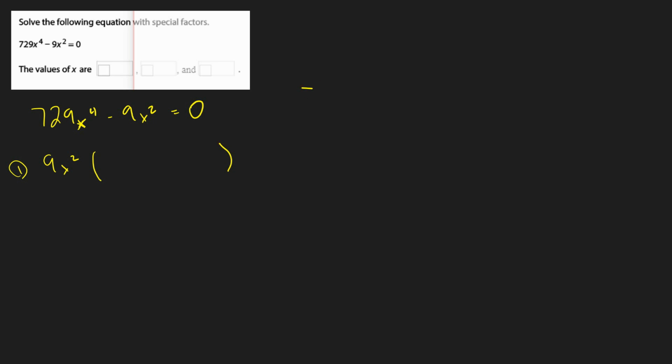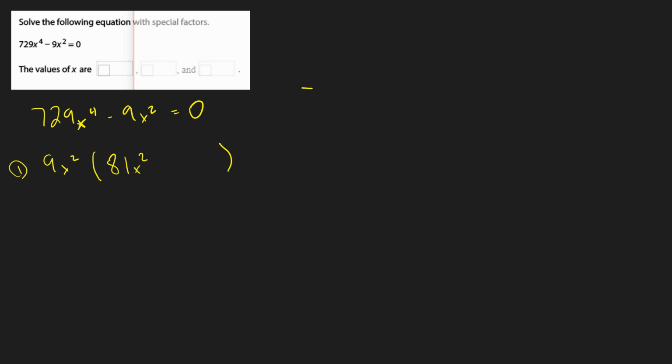Okay, so if I pull out a 9 from 729, 729 divided by 9, let's think about this. 9 goes into 72 how many times? That's 8, right? And then 9 goes into itself 1 time, so that should be 81. So 81 times 9 should be 729, assuming I didn't mess that up. And then x to the 4th divided by x squared will leave me with an x squared.